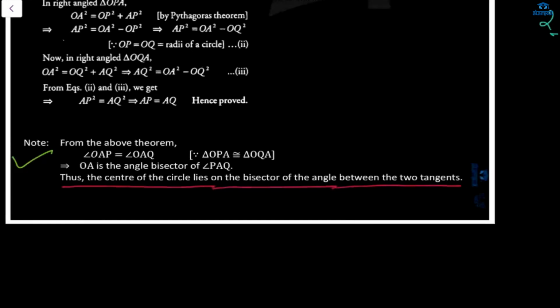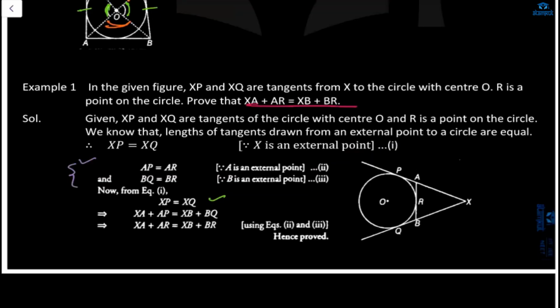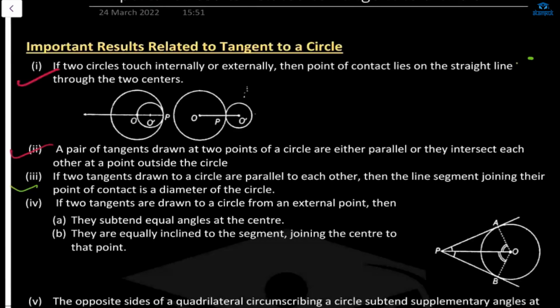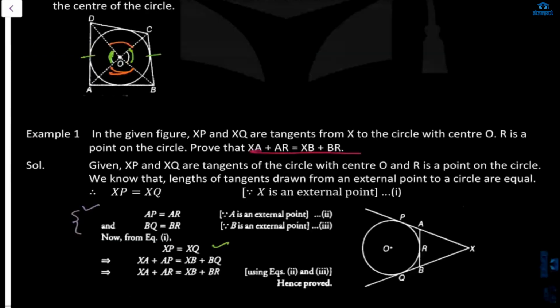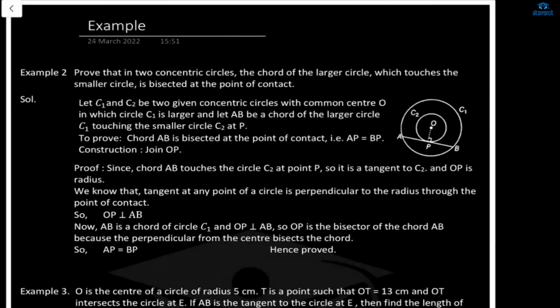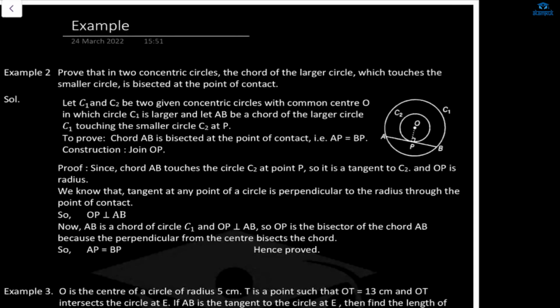Then we were doing some numericals, and we have also seen some of the rules based on the tangent. So let's see, we were on question one, two. Now here comes the question. Okay, Sophia, what you can see here: prove that in two concentric circles, the chord of the larger circle which touches the smaller circle is bisected at the point of contact. It says touches the smaller circle, so it is touching at one point.